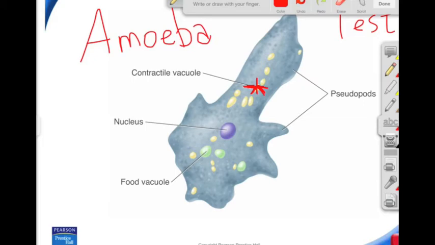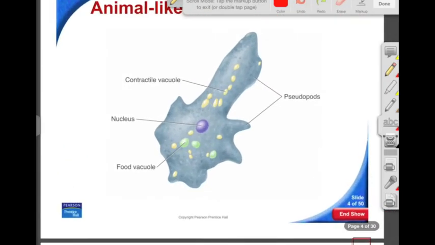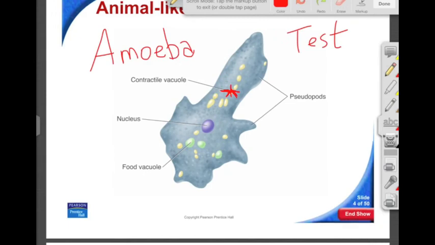In fact, we have a package for you for this unit to get you coloring and getting to know the diagrams, because we have to work you over.